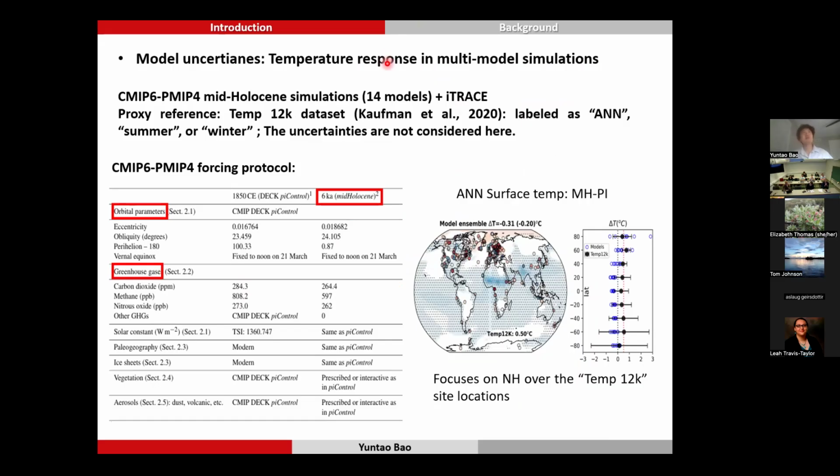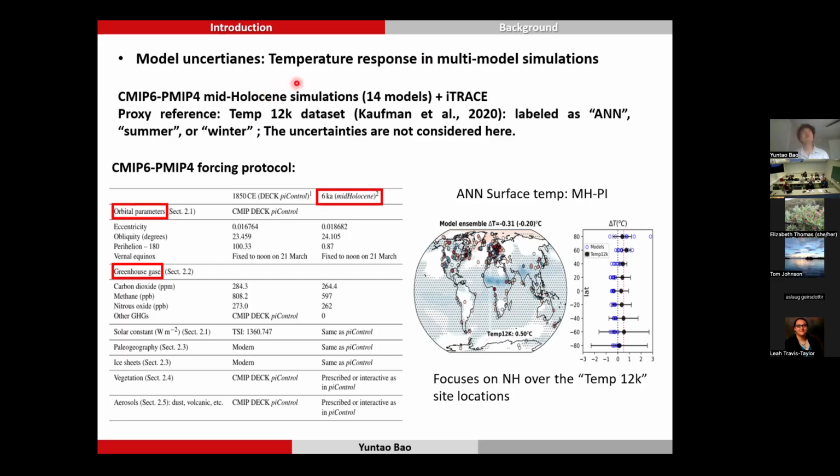But it's not very easy to directly find the model uncertainties, because in our present day we have a lot of different kinds of observations. We have observations of temperature, cloud cover, sea ice. So we can directly show and constrain the model performance. But for the Holocene period, we do not have direct observations for all these climate variables. So it's really hard to investigate the uncertainties.